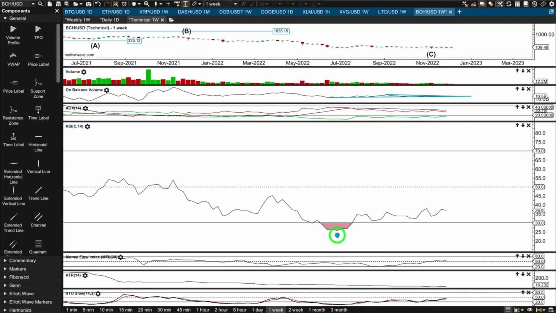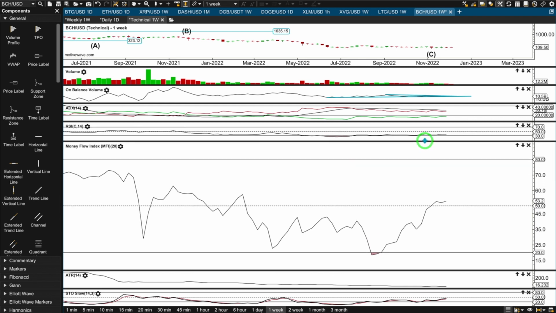RSI reached fairly oversold on the weekly chart and then exhibited bullish divergence with price on a closing basis from this point to this point. Here to here, price has closed lower, RSI is higher, which indicates weakness in that last leg down to that last low for Bitcoin Cash, so that's bullish. Likewise, money flow also exhibits similar bullish divergence.